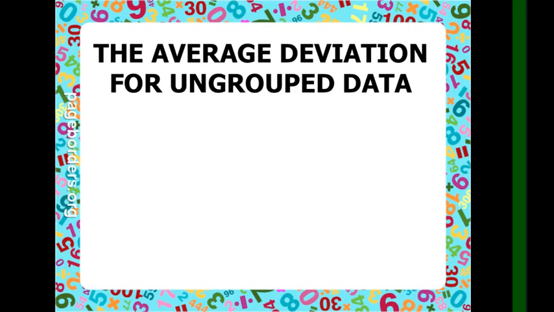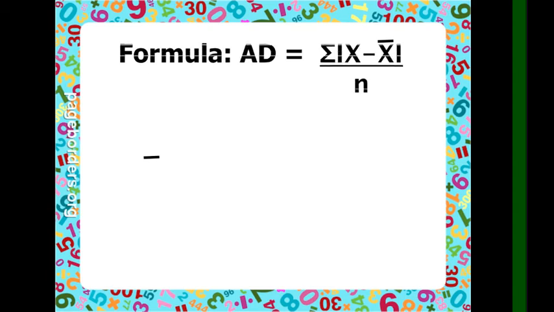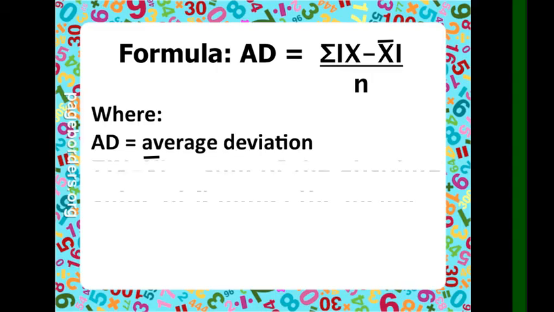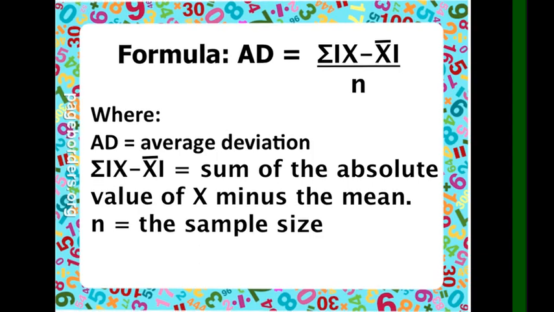The range is 4. Now, for the average deviation of ungrouped data, the average deviation is a measure of variation that takes into consideration the deviations of the individual scores from the mean. So the formula for the average deviation, or AD, equals the summation of the absolute value of x minus the mean, or x bar, over n, where AD is the average deviation, the summation of the absolute value of x minus x bar is the sum of the absolute value of x minus the mean, and n is the sample size.